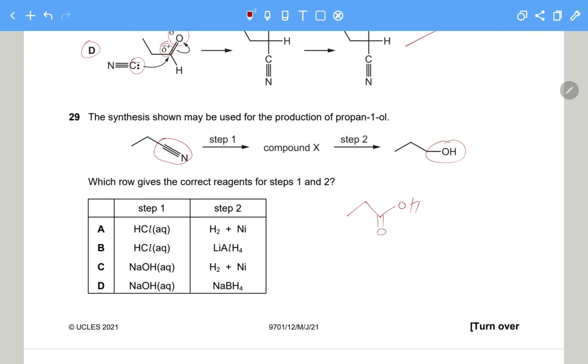So step one is an acid hydrolysis. So it has to be this. Remember, it cannot be a base hydrolysis because the base will deprotonate this and give us these ions, and these ions cannot be reduced. Only the acid can be reduced. So we narrow it down to A and B, and then we reduce the carboxylic acid. Remember, lithium aluminium hydride is used to reduce carboxylic acids. So option B.